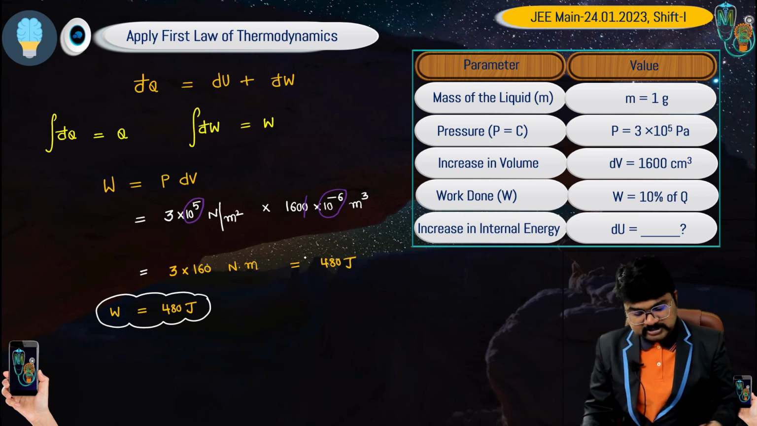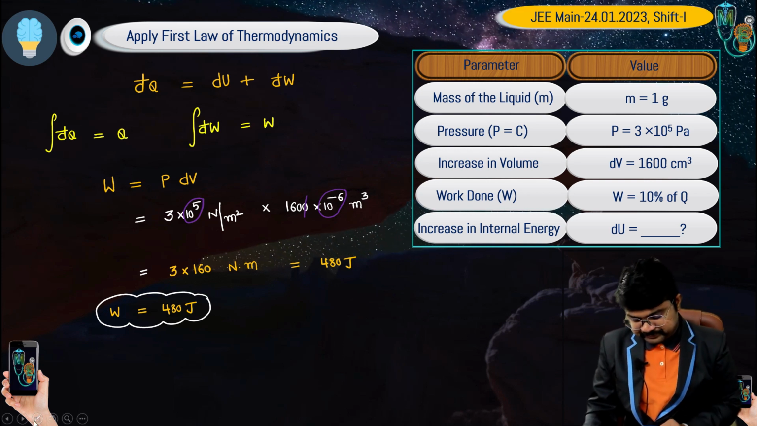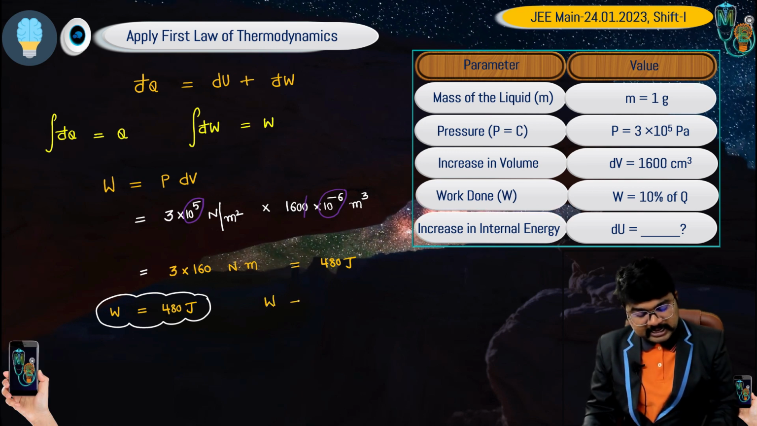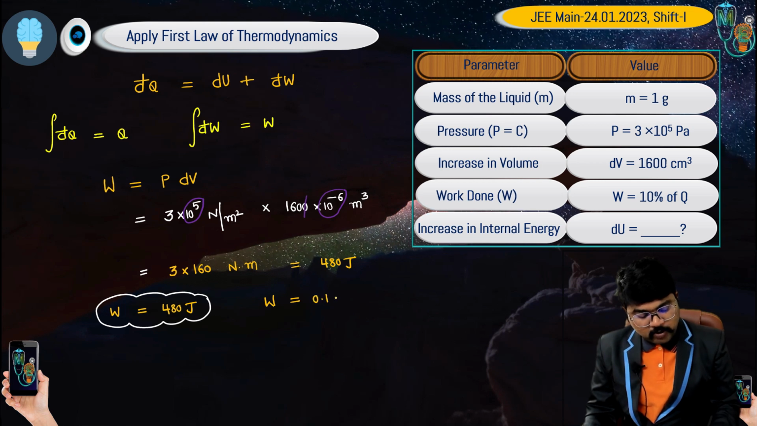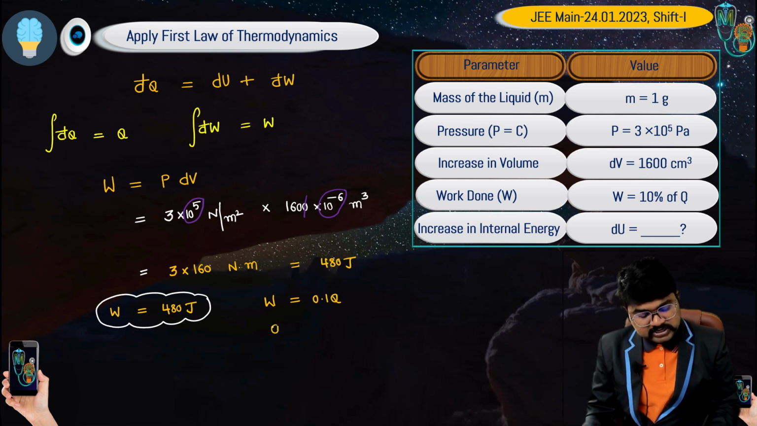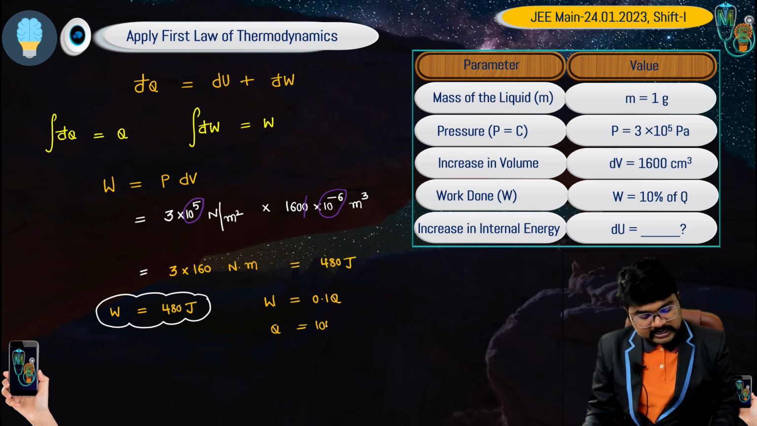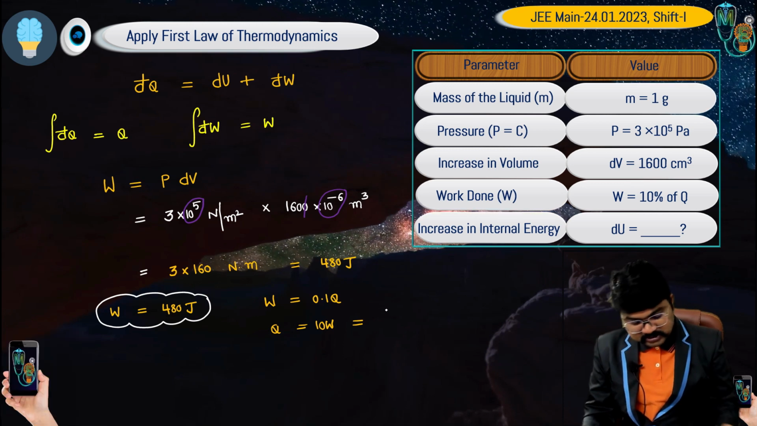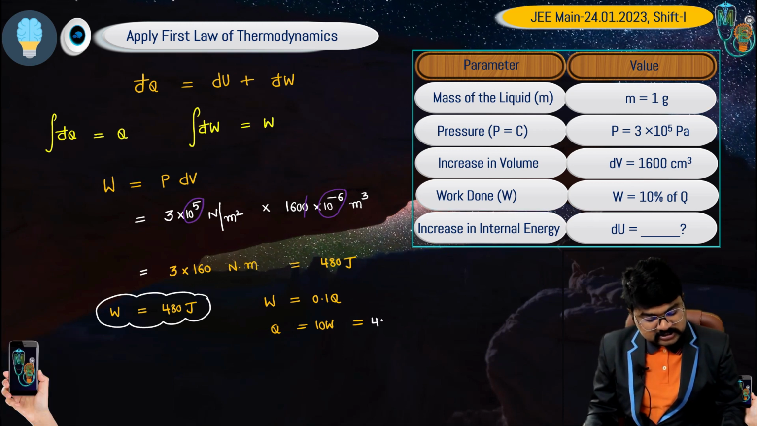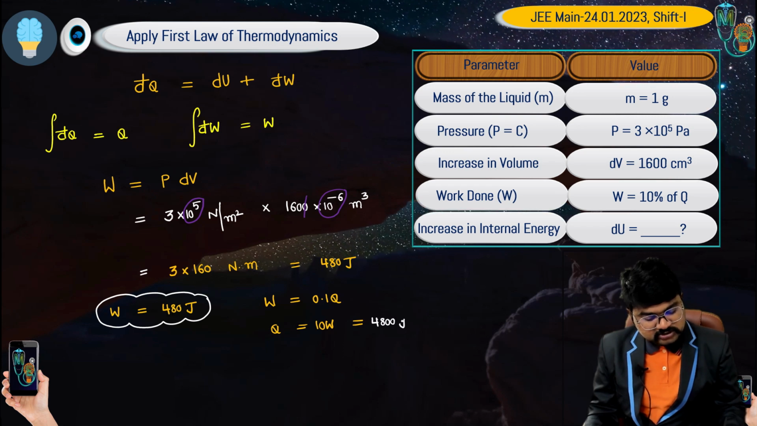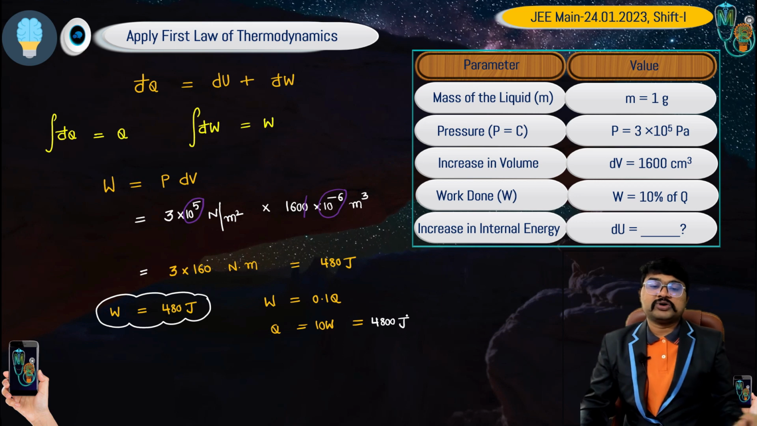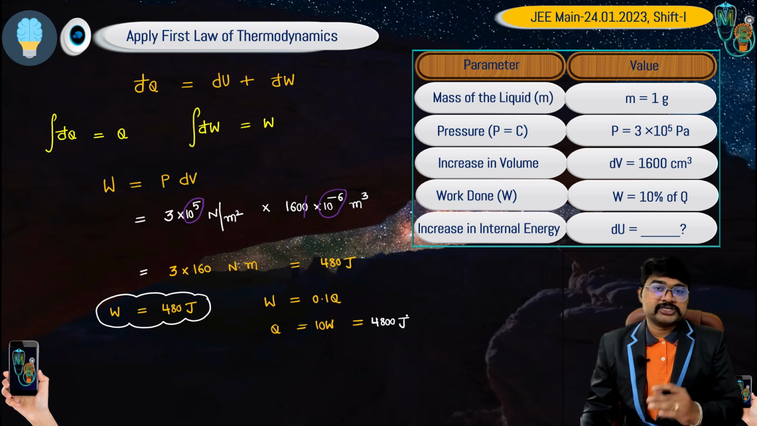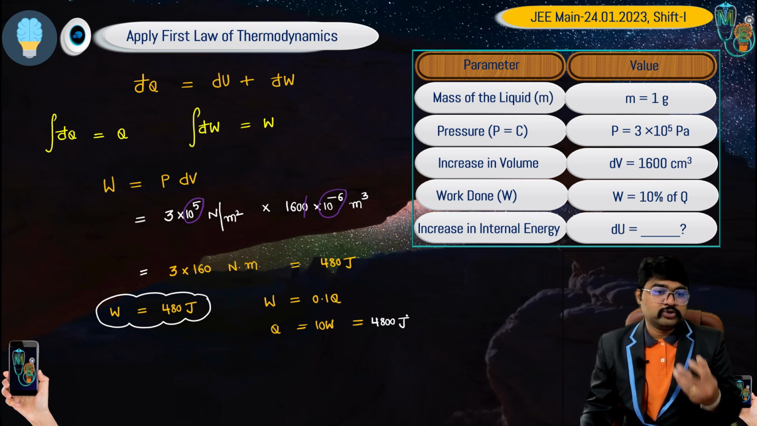Here, what is the heat transfer Q? It's very simple. We already discussed that part. W equal to 10% of heat supplied, 0.1 Q. What is Q here? 10W. What is 10W? 10 into 480. That means 4800 joules. This is the total heat supplied. This much amount of heat is supplied, but here 10% of heat supplied is utilized to do the work.